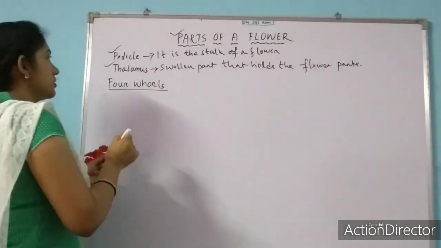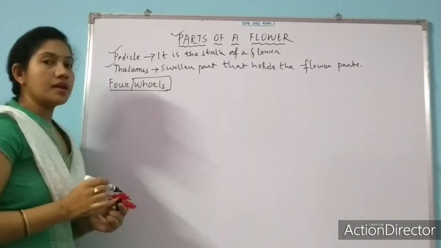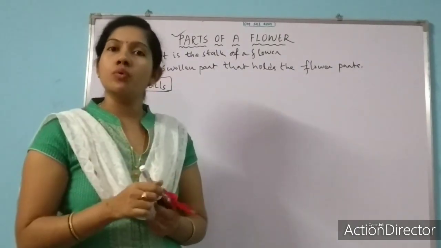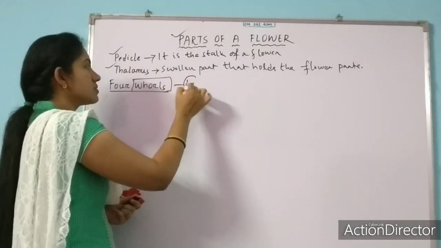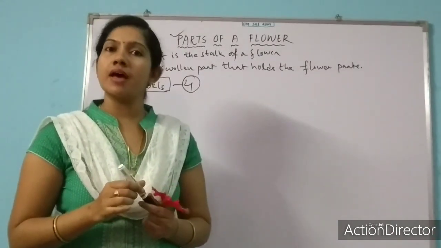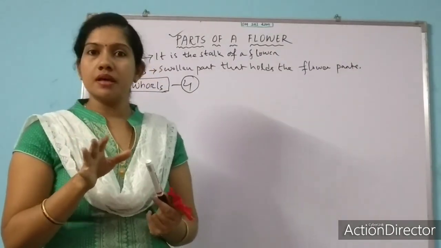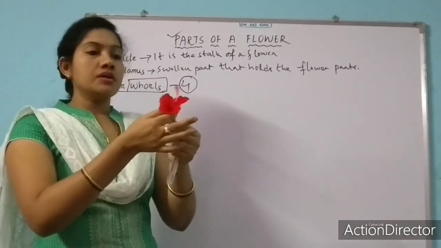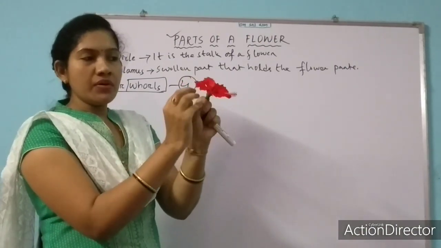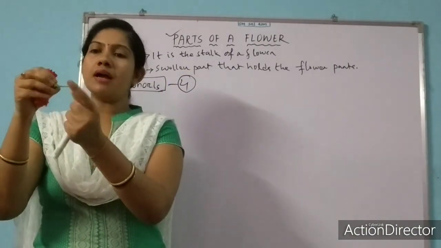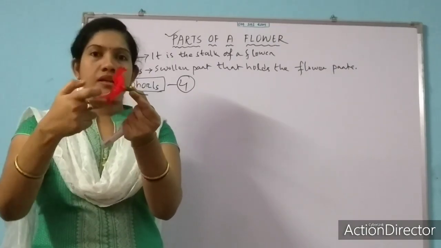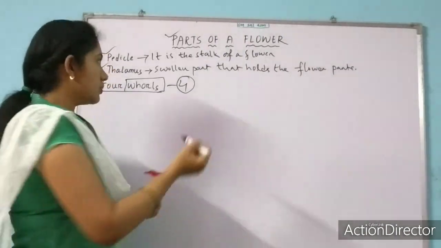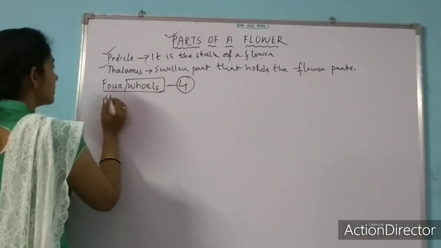You can see here I have written whorls. A flower contains 4 whorls. How many whorls? 4 whorls. There are 4 whorls of a flower, apart from the pedicel and thalamus, which are the outer parts we have already discussed. If we now come to the flowering part, apart from the stalk part, we can see a flower has 4 whorls. So first let's discuss the first whorl.